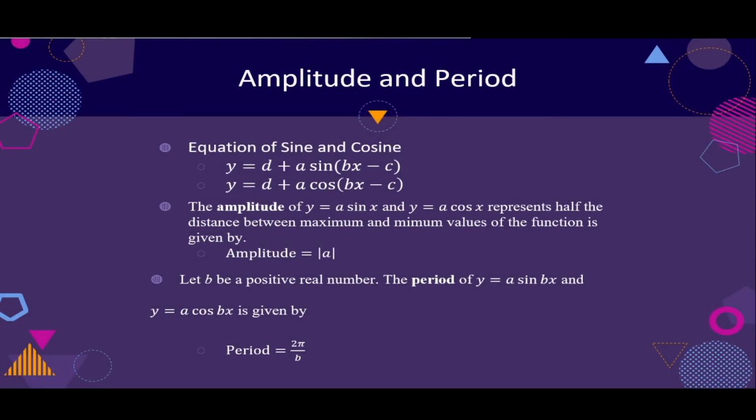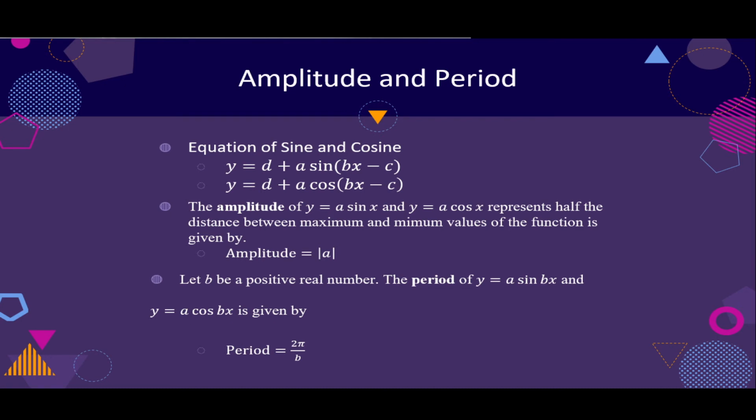Okay, these are the key equations for sine and cosine. We will dive into it. Y equals d plus a sine bx minus c. Y equals d plus a cosine bx minus c. You can always pause this video if you would like to look more into it.